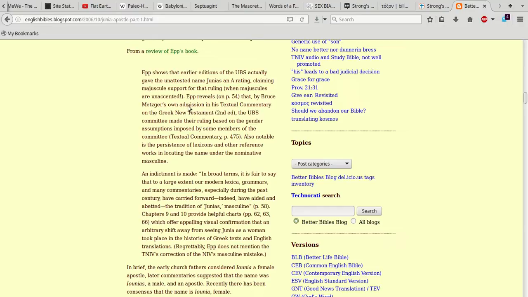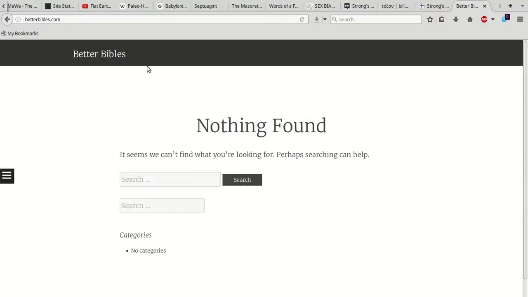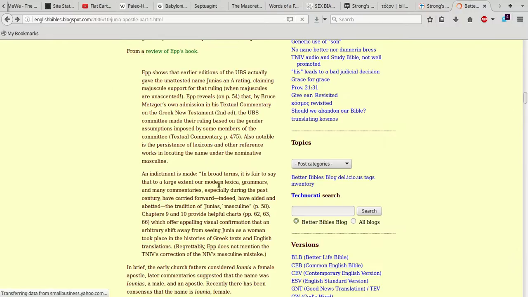The original Greek of the New Testament was what you would call the mother of all walls of text. It was all capitals, no spaces, no punctuation, nothing. It's just a giant wall of text in capitals. Okay, those are majuscules. Claiming majuscule support for a ruling when majuscules are unaccented, they were basing their decision that Junio must have been a man on the basis of an accent that didn't even exist in the original text. So there's that sophistry we heard about earlier.